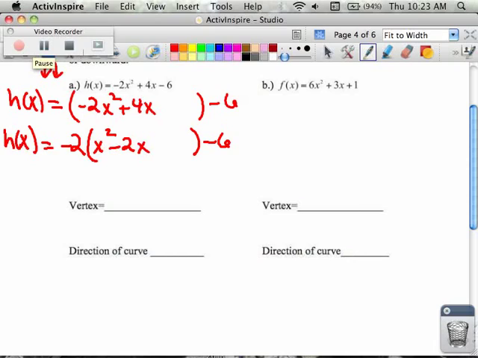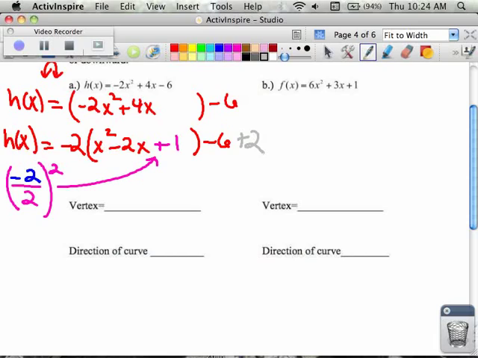When I'm completing the square, I look at the negative 2 from inside the parentheses, divided by 2, because it's always divided by 2, and square it. So negative 2 divided by 2 is negative 1. Negative 1 squared is positive 1. Remember, we have to balance, though. So because I added 1 here, I need to add 2 here.